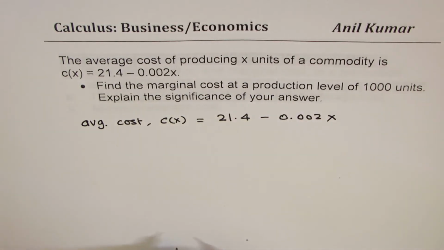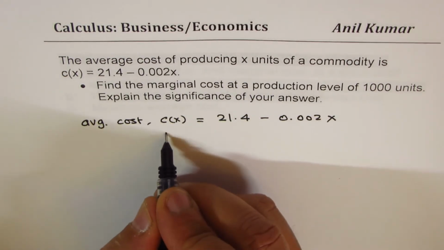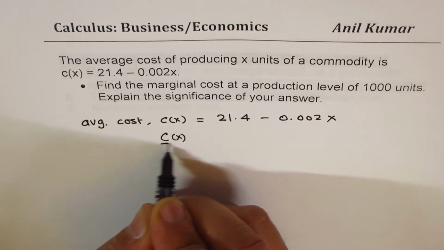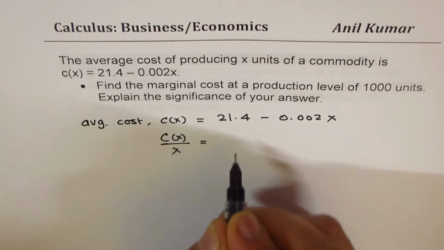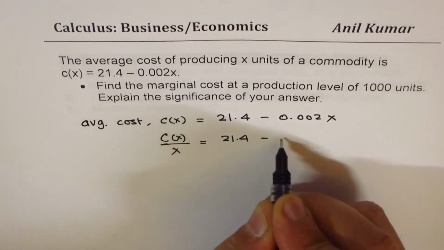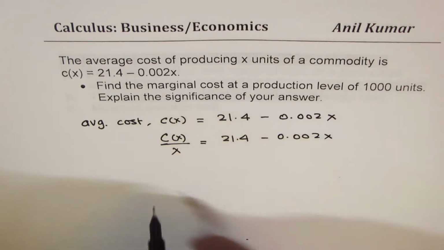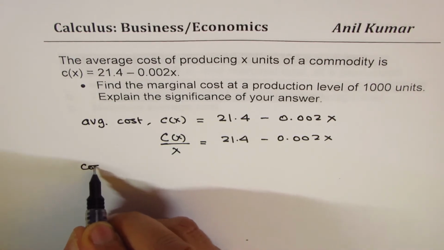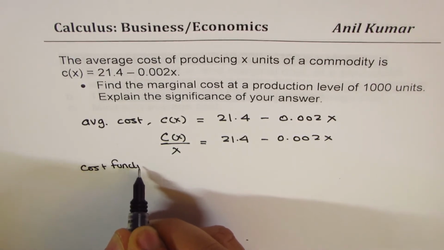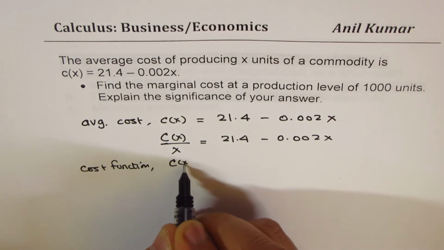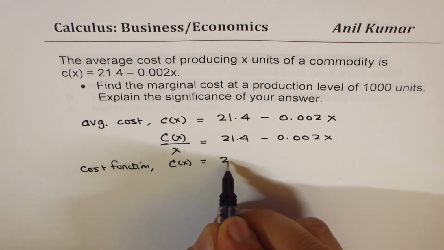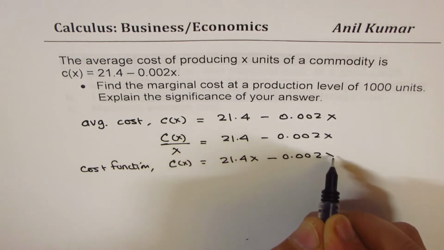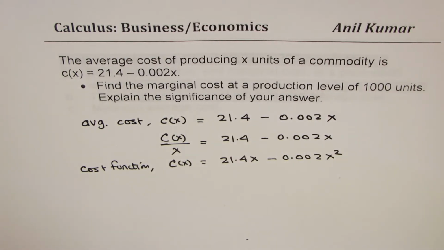0.002x. Now, as you know, average cost basically is the ratio of cost to items being produced. So I've written here capital C over x. So that is equal to 21.4 minus 0.002x. So from here, we can actually find the cost function. So we have the cost function as what? The cost function capital C of x is equal to x times this. So I'm writing this as 21.4x minus 0.002x squared, right? That becomes the cost function.